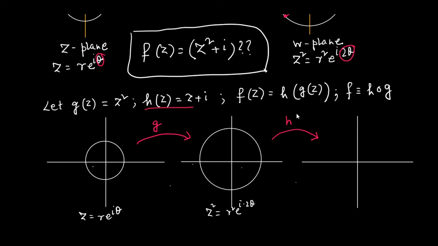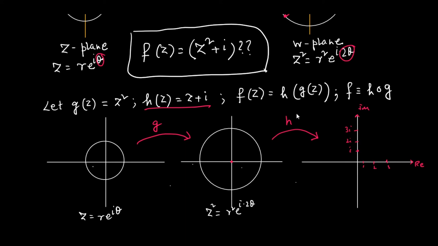h is defined as z plus i. That means what will happen? This circle will shift its center from the origin to the point (0, i). You know that in the complex plane, or Argand plane, this is my real axis and this is my imaginary axis. Here my points are 1, 2, 3 in this way, and here my points are i, 2i, 3i in this way. So this circle will shift its center from the origin, that is (0, 0), to this point i. That is as per the definition of this mapping.